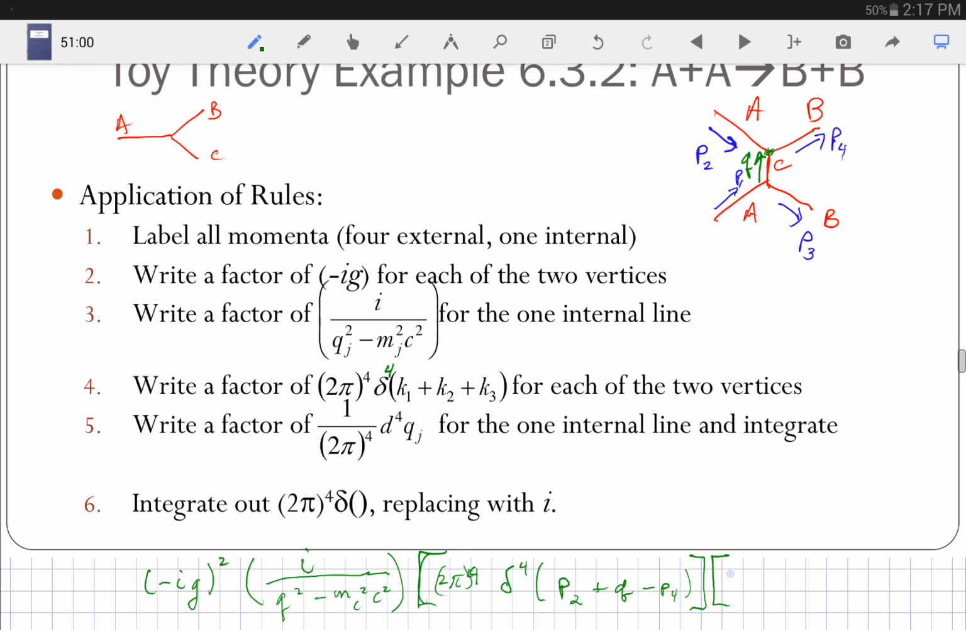For the second one, I'm going to have another 2 pi to the 4th power, delta to the 4th. Looking at the lower one, what's coming in? P1. And going out is Q and P3.